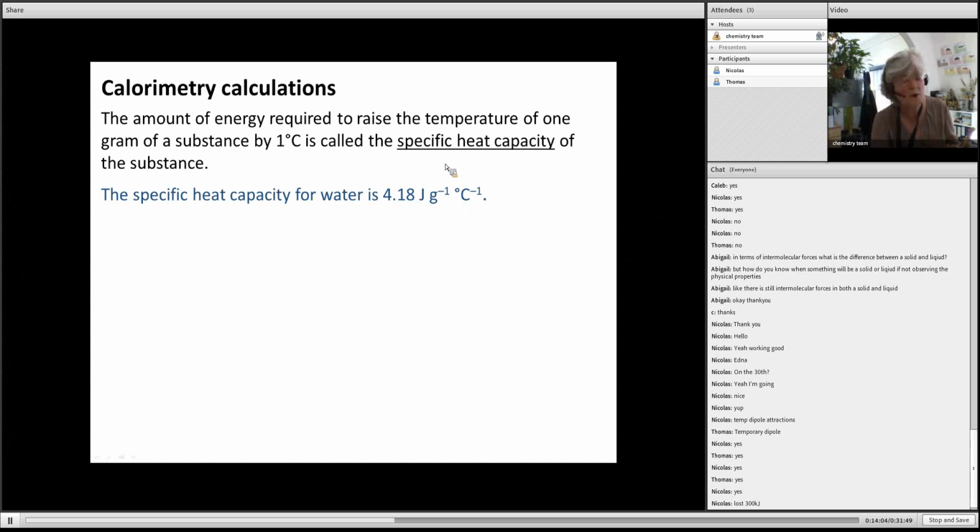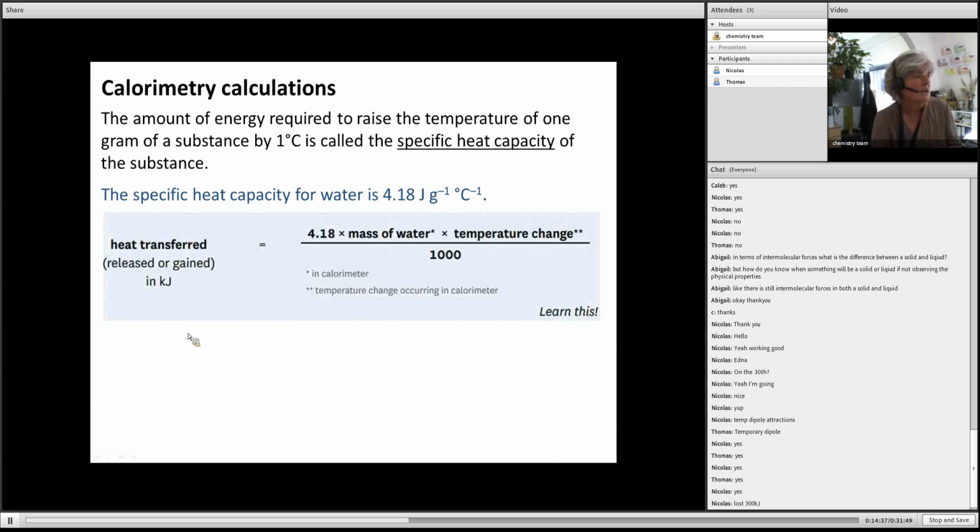This will always be given. The units will always be given, and that's a good thing, because if you can't remember the equation, use the units to help you. So if I've got joules on the top, you know energy must be on the top. If I've got per gram, then you know mass must be below the line, or when you turn around, the same thing with temperature. So this is my energy, and this is my specific heat capacity. There's the mass of water and the temperature change.